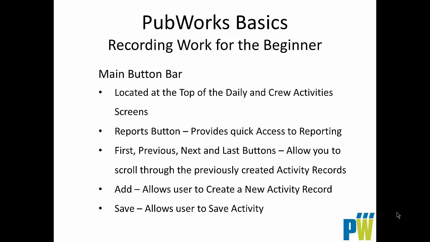With the daily or crew activities open, we're going to go through the button bar real quick because there's a lot of good stuff located on it. The button bar is located at the top of the daily and crew activity screens. We have a reports button, which provides quick access to reporting features. We have the first, previous, next, and last buttons, and those allow you to scroll through the previously created activity records.